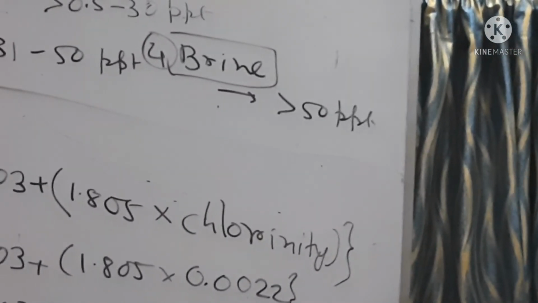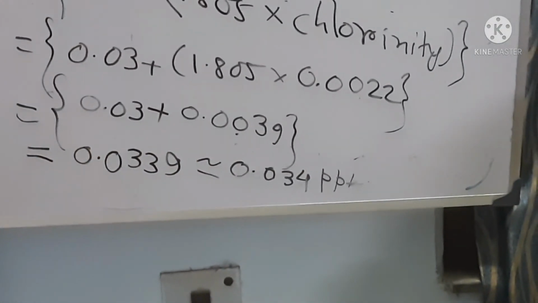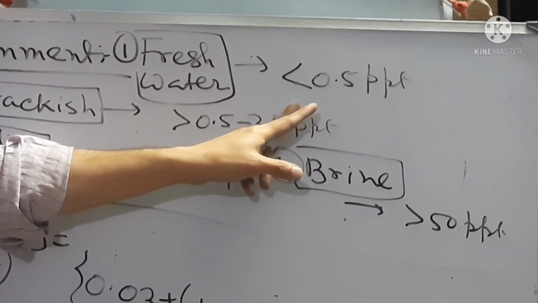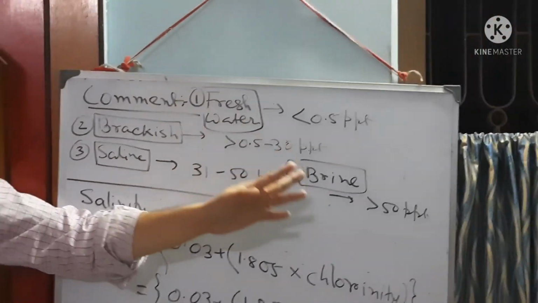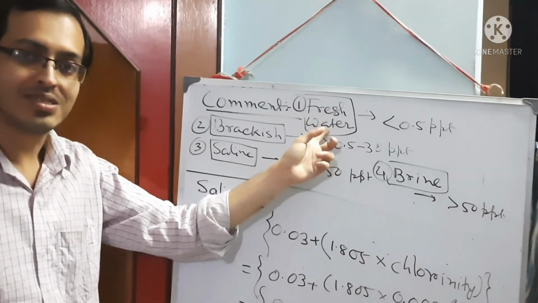So it is now clear that our value is much less, 0.034 ppt. That means less than 0.5 ppt. So we can now say that the sample given to us is fresh water in nature.